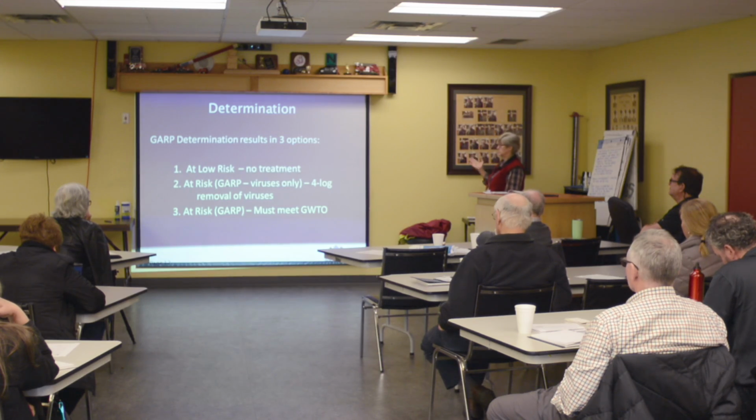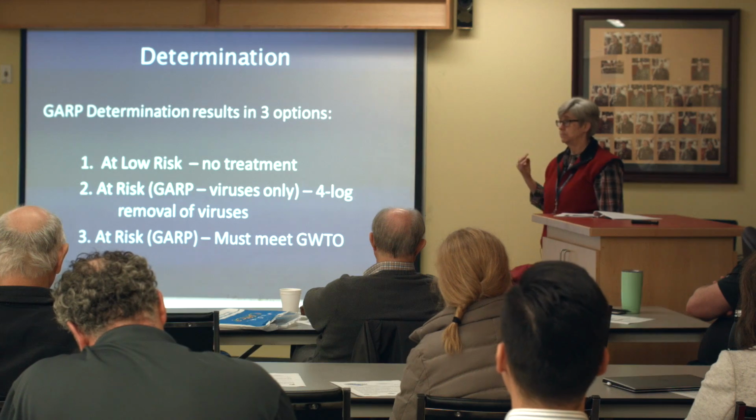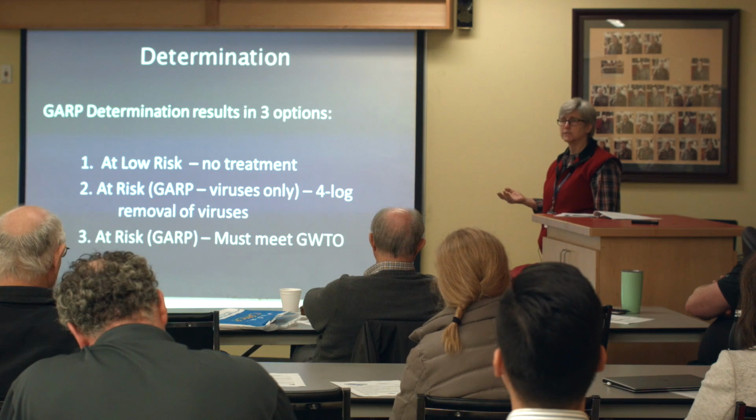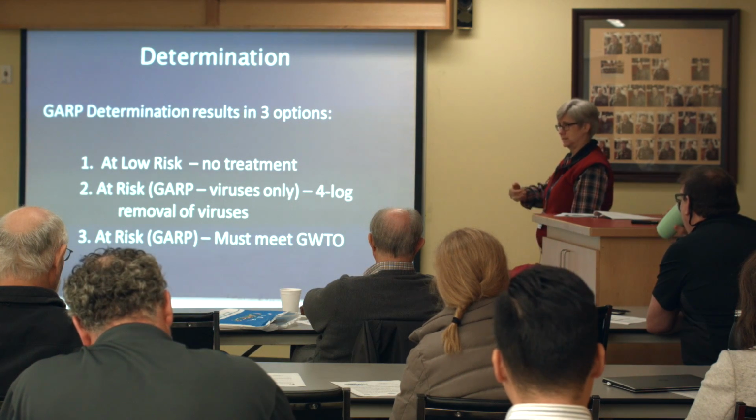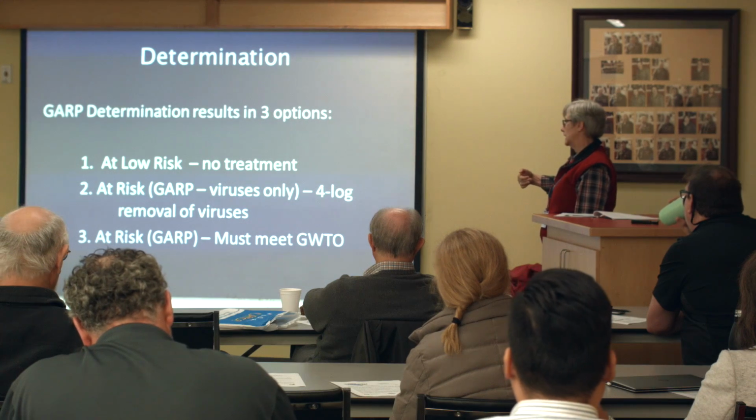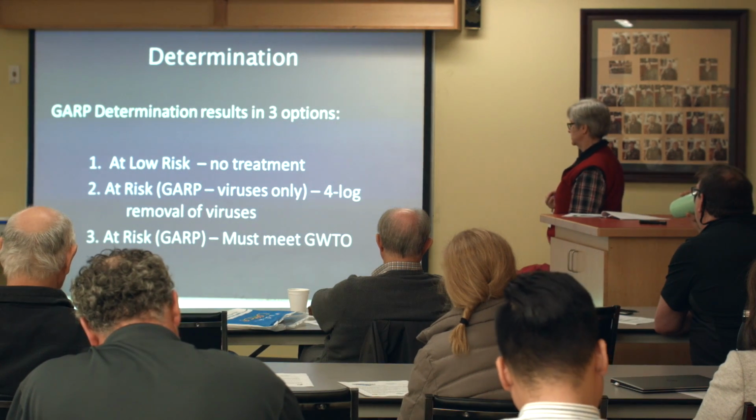We've said that it'll determine three options. At low risk, no treatment, and that might be just for the well. If you've got a really large distribution system, you still might require treatment in the system to deal with contaminants that could get in through the distribution. It could be at risk of GARP viruses only. That would require a 4-log removal of viruses, and the best way to remove the viruses is through chlorination.